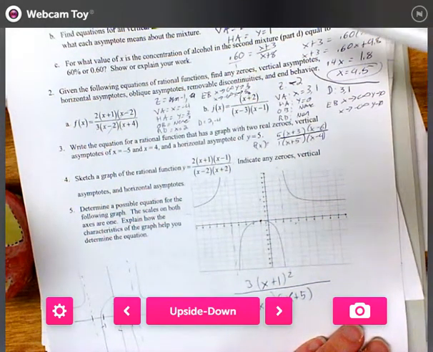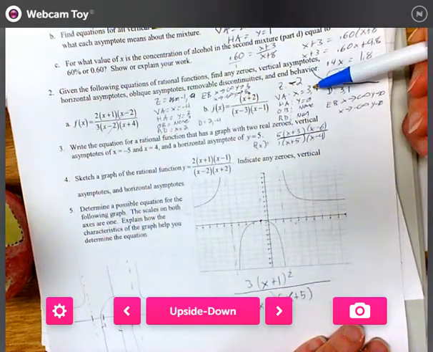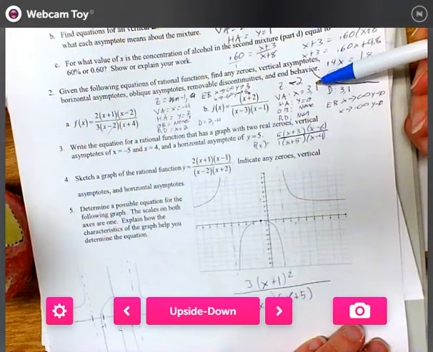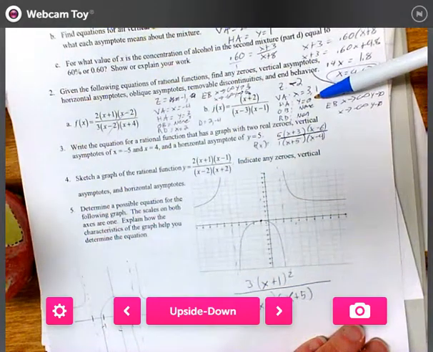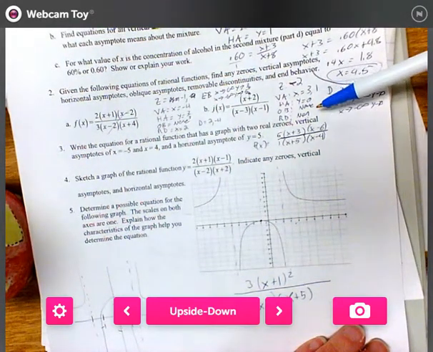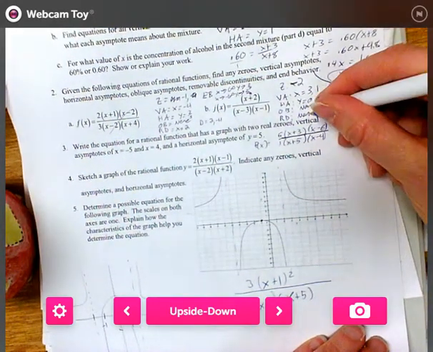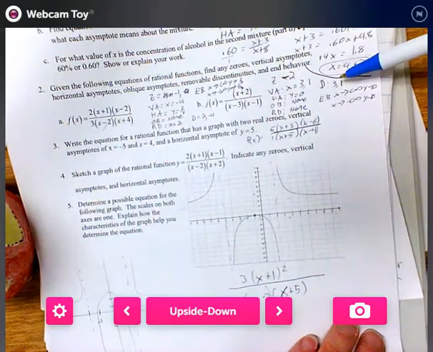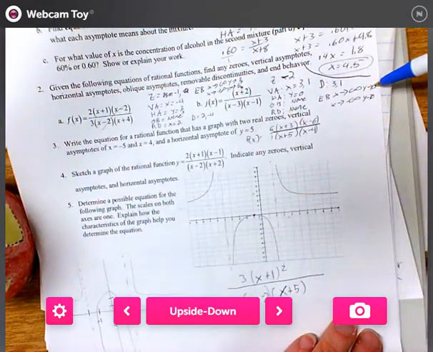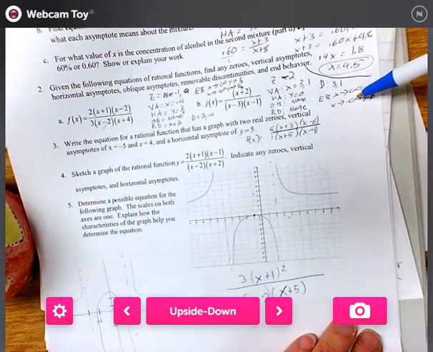For B, my zero is -2. My vertical asymptote is 3 and 1, x equals 3 and x equals 1. My horizontal asymptote is y equals 0. I have no oblique asymptote. I have no removable discontinuity. My discontinuity is 3 and 1. And my end behavior is as x approaches infinity, y approaches 0. As x approaches -infinity, y approaches 0.